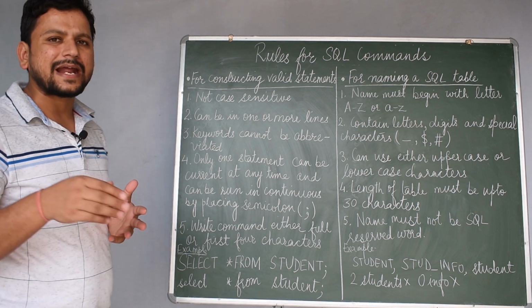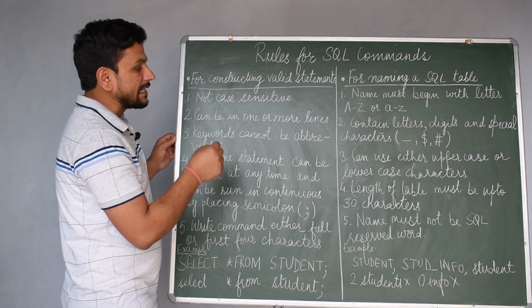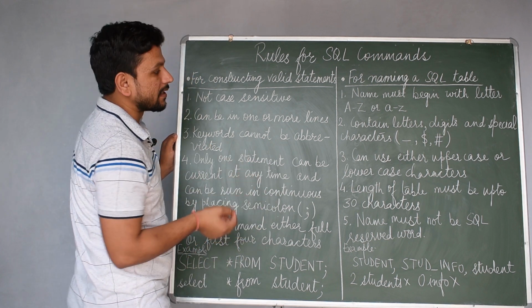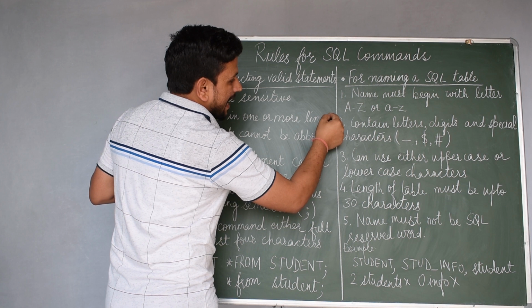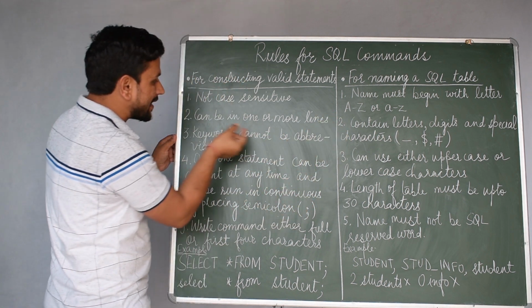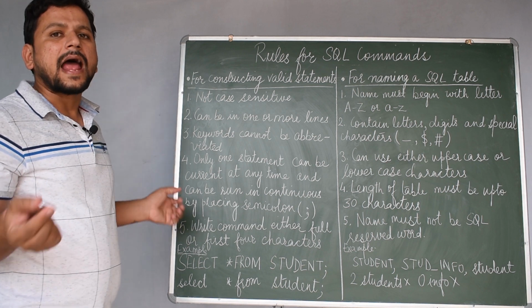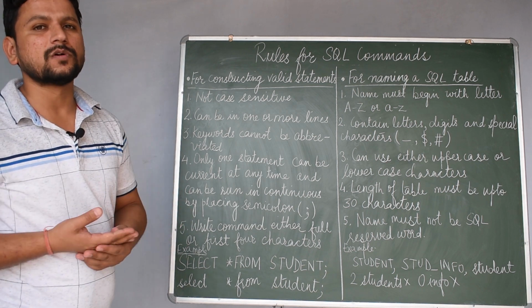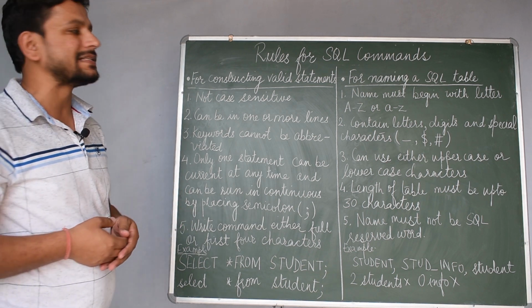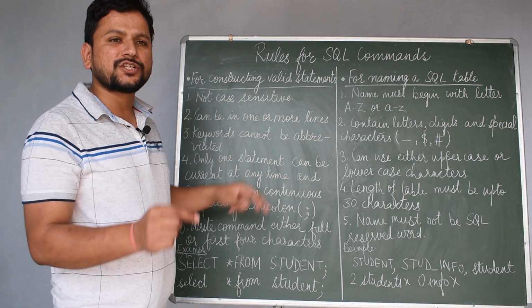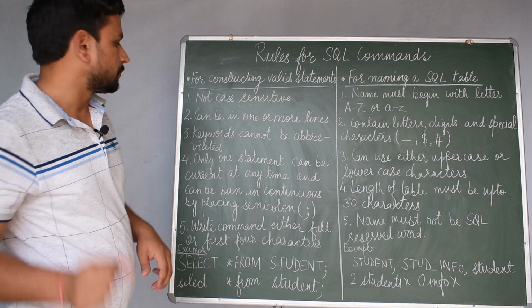Third rule, we have keywords cannot be abbreviated or split across more than one line. Suppose we are writing a select statement, and suppose we have written SE here and the remaining command in the next line. That is not allowed, because select is a keyword, alter is a keyword, delete is a keyword. So basically all the keywords cannot be abbreviated, and they should be on a single line only.